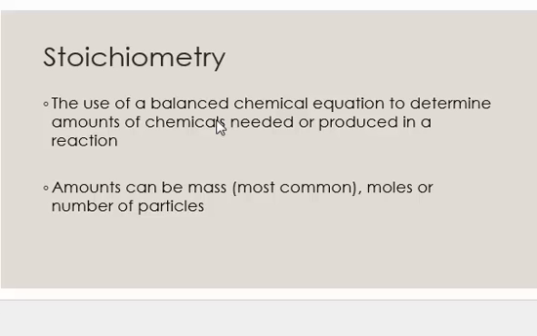Stoichiometry is the use of a balanced chemical equation to determine the amounts of chemicals needed or produced in a chemical reaction. In this chapter, amounts will be expressed as mass, which is the most common since this is the most practical, moles, or number of particles.